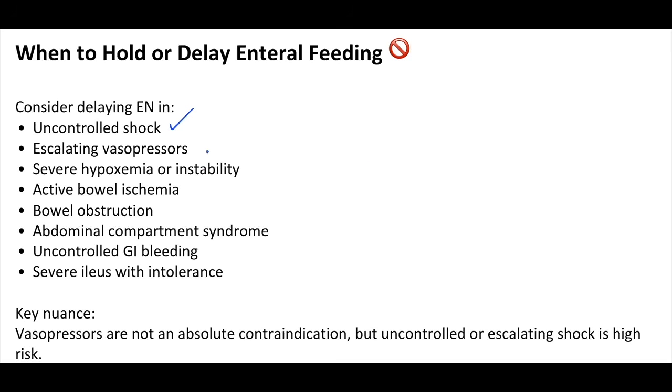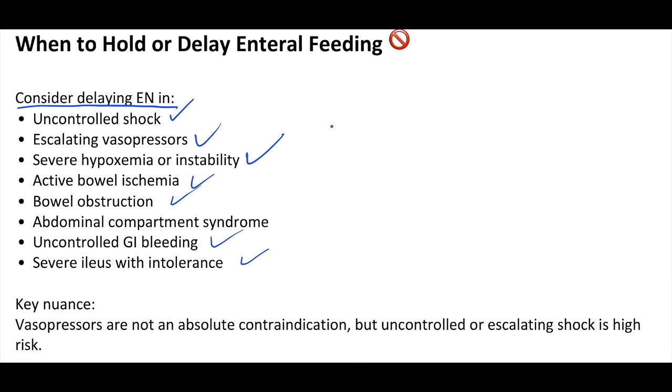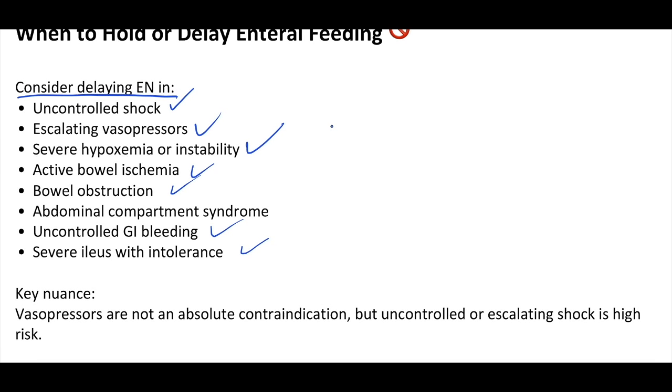So uncontrolled shock, escalating vasopressors, severe hypoxemia, active bowel ischemia, bowel obstruction, uncontrolled GI bleeding, severe ileus with intolerance. All these would be reasons that you should delay enteral nutrition. And I think the one we run into most is that significant hemodynamic compromise. So vasopressors in general, they're not an absolute contraindication, but they have to be controlled and improving. Uncontrolled or escalating shock is very high risk for mesenteric ischemia.